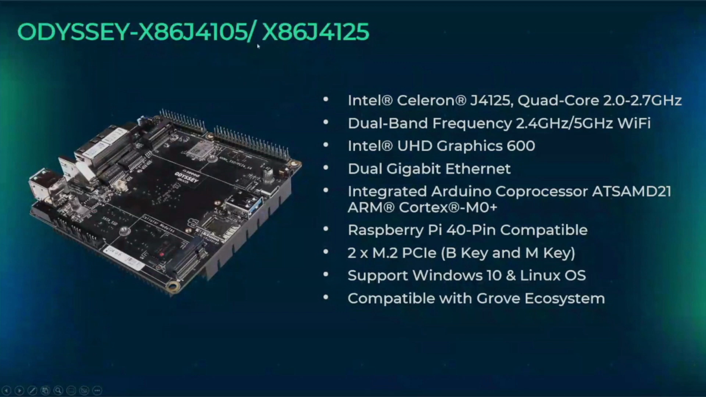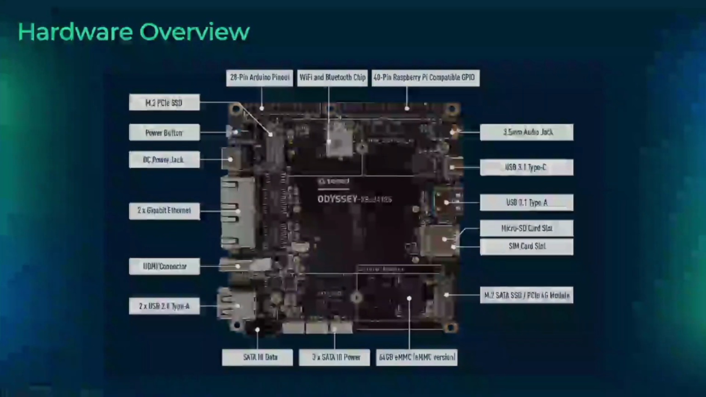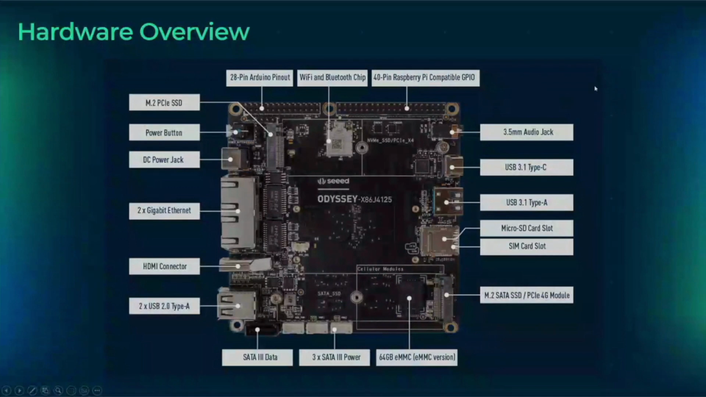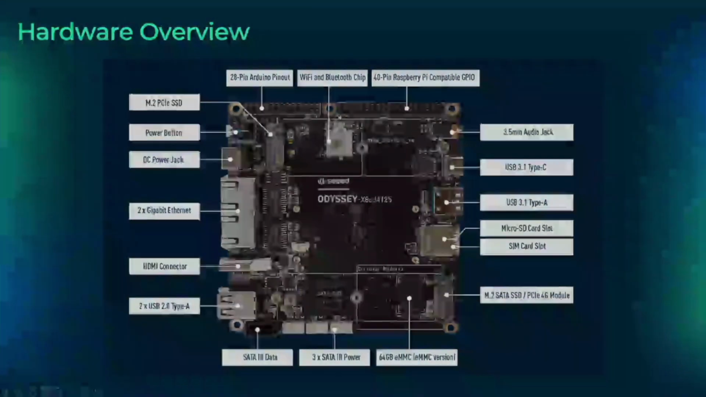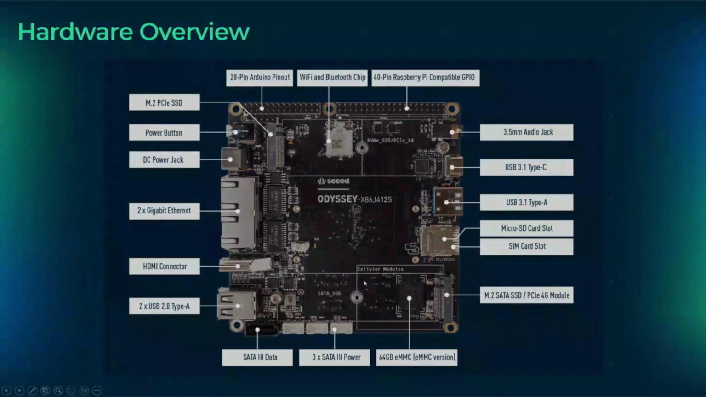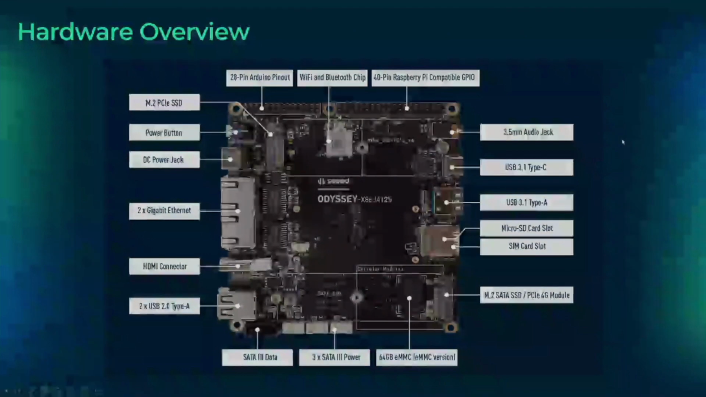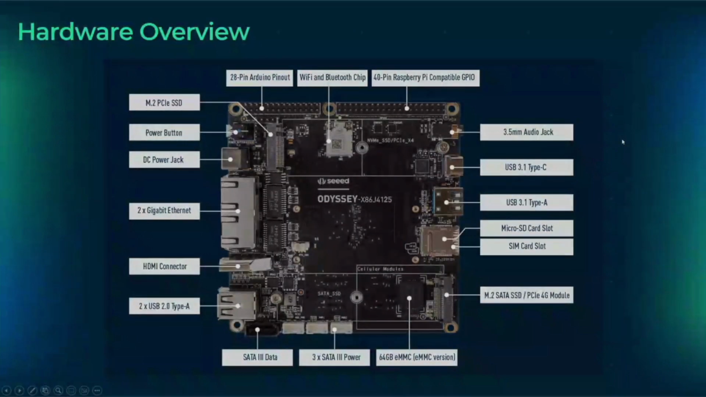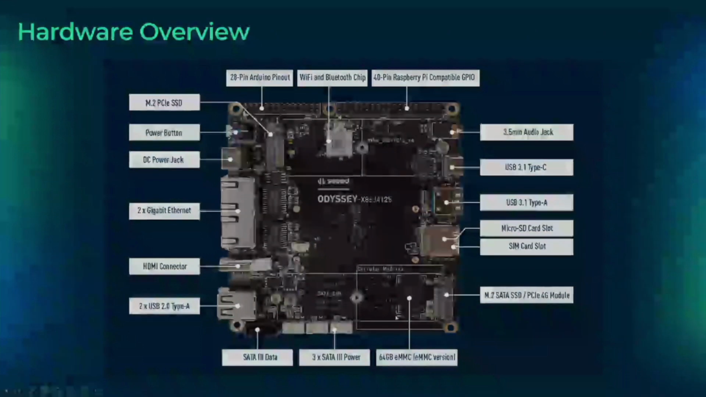This is the J4105 chip, and this one is the J4125 chip. It has dual gigabit Ethernet. You can see all the features here. It has Intel graphics, M.2 PCIe, and all that good stuff. This is a basic hardware overview of the product, and it actually has a 64 GB eMMC version as well. If you don't want that, you can go for the non-eMMC version and save a couple of bucks, for example if you have an SSD.